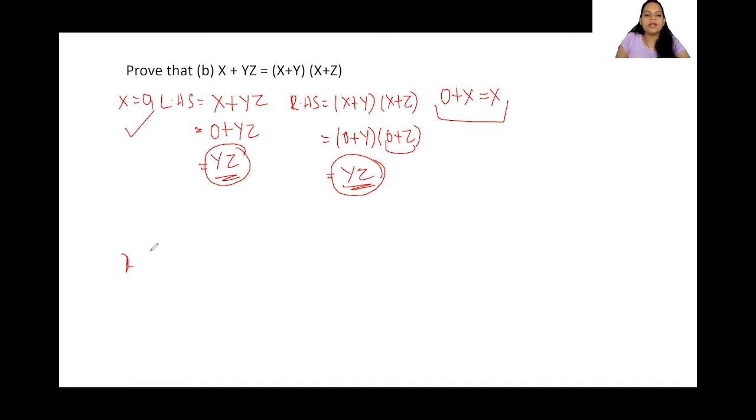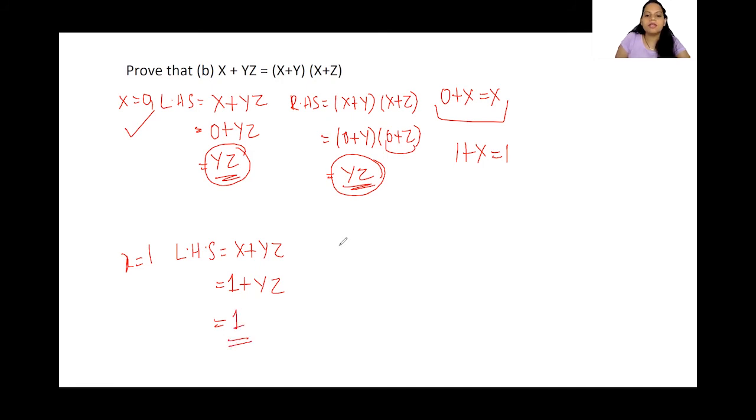Let me prove it for x is equal to 1. What is my left hand side? Which is x plus yz, right? Substituting the value of x is equal to 1, I will get 1 plus yz. What does the other rule of OR operation say? 1 plus any operator is always 1, irrespective of the value. So what will I get? 1 plus yz, I will always get 1.